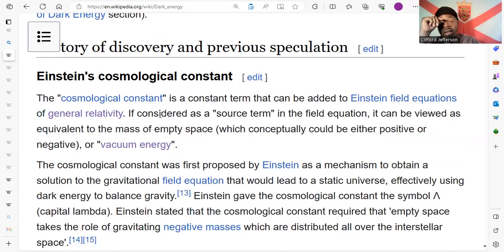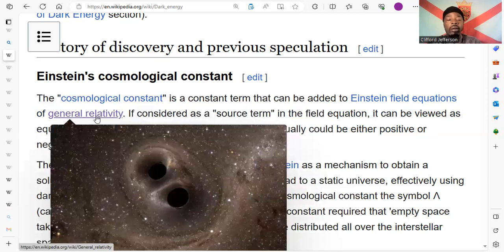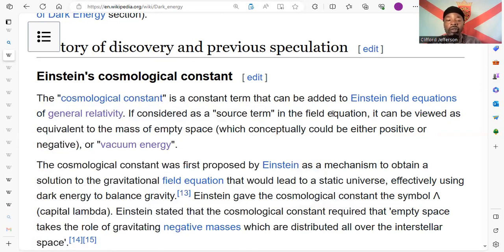The cosmological constant is a constant term that can be added to Einstein's field equation of general relativity, or what they call singularity, space-time singularity. What was the other one? Gravitational singularity. If considered as a source term in physical equations, it can be viewed as equivalent to the mass of empty space, which conceptually could be either positive or negative, or vacuum energy.